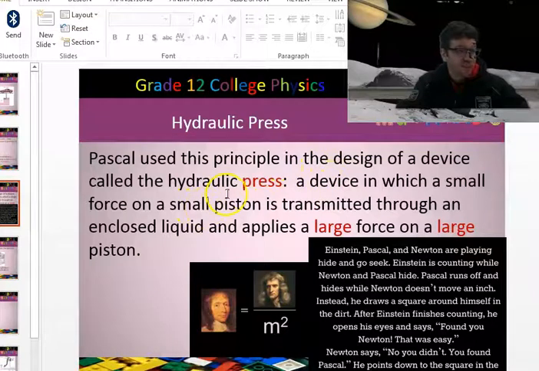Okay, and this is the device, the hydraulic press, that Pascal used this principle to help design. You might have a small piston and a large piston. I mean, you could have them the same size, but there's no advantage to having them the same size. So if you have a small piston, which can transmit pressure through enclosed liquids, it's important that it's not gases because gases are compressible. And then we'll apply a large force on a large piston. So that has an advantage, right? You apply a small force on one, you get a large force on the other. But there's always got to be a price.